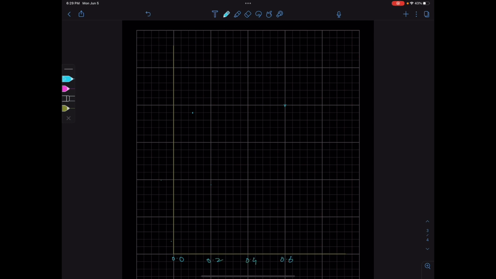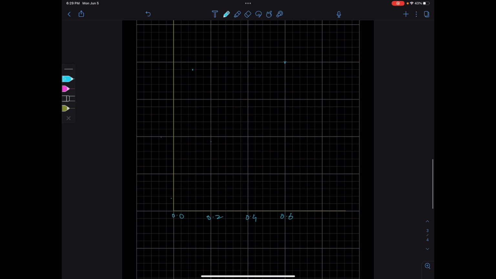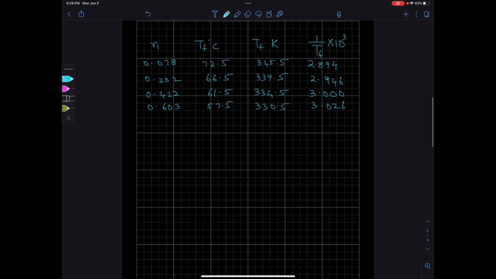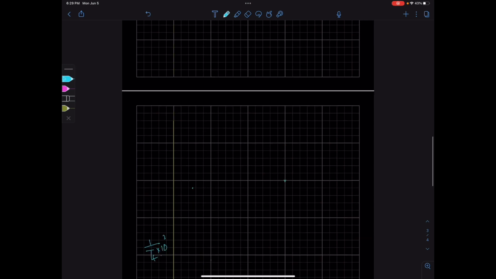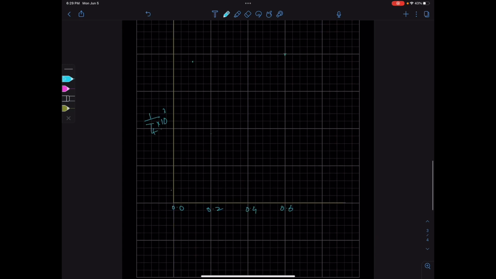Since the values for v1 go from 0.078 to 0.603, I'm taking it from 0.0 to 0.6, and for 1 over Tf times 10 cube, the values go from 2.894 to 3.026. I'll start from 2.0 here, 2.5, 3.0, 3.5. Now we are ready to plot this.